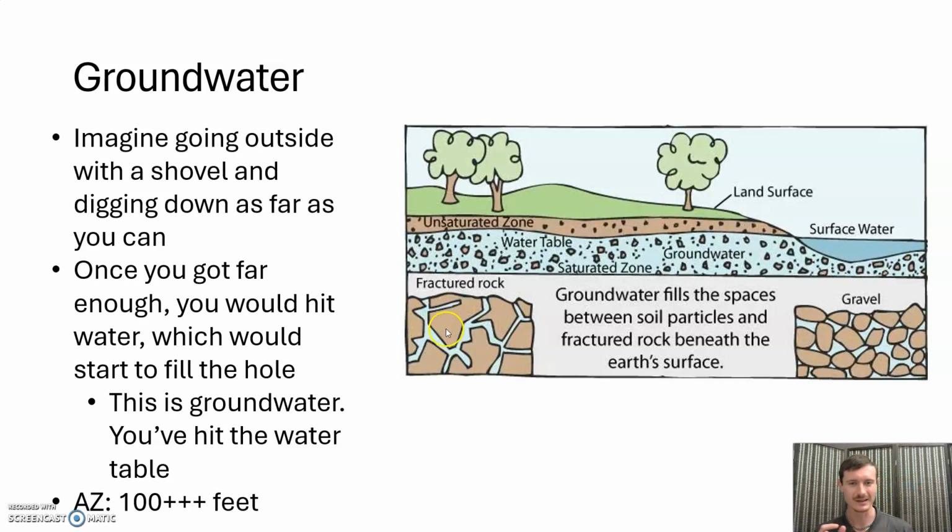It is going to be in these little cracks in fractured rock, or it's going to be in those little holes between soil particles. So we talked about how soil is about 25% air, 25% water, and then 45% minerals. Well, that's going to be our groundwater, right? Here in Arizona, groundwater is extremely deep. Other places, not so much, but here, 100, 200, 300 feet down to get to groundwater. Very few plants are able to reach that.